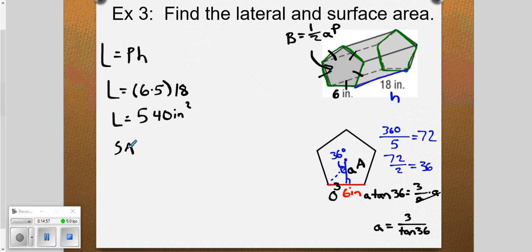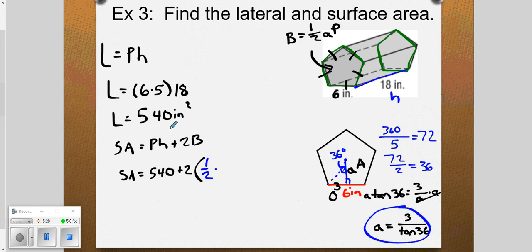And then surface area is lateral area plus 2B. We already know the lateral area, so I'm going to write that down. That's the 540 plus 2, parentheses. And now I'm going to use this formula up here. So the half times the apothem, which is what we found there, so 3 over tangent 36, times the perimeter, which we already said here was 6 times 5, but we should just be able to put 30 there. So the half apothem perimeter.